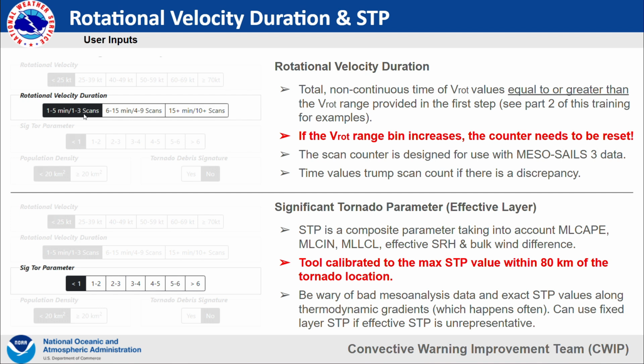because the background for this tool is the RAP 40 kilometer model, and tornadoes like to occur along gradients in the environment and thus gradients in the STP. So there's a wider net cast to better reflect the environment the tornado is likely experiencing. And you need to be wary of bad mesoanalysis data and don't always take the exact STP values at the tornado location. And if you feel the effective STP is unrepresentative of the environment, you're allowed to use the fixed layer STP in its place.